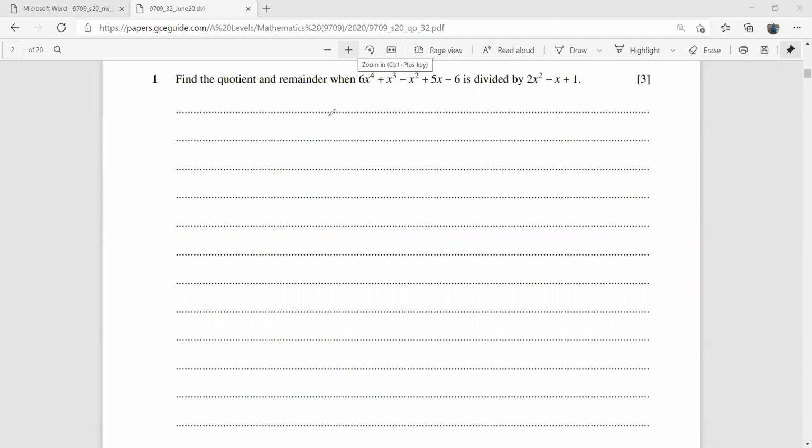Okay, so here we are. This goes inside here. This is the dividend: 6x^4 plus x cubed minus x squared plus 5x minus 6. And here is the divisor, which is 2x squared minus x plus 1. You have to see that these two polynomials should be in descending order with respect to their powers. Yes, they are.